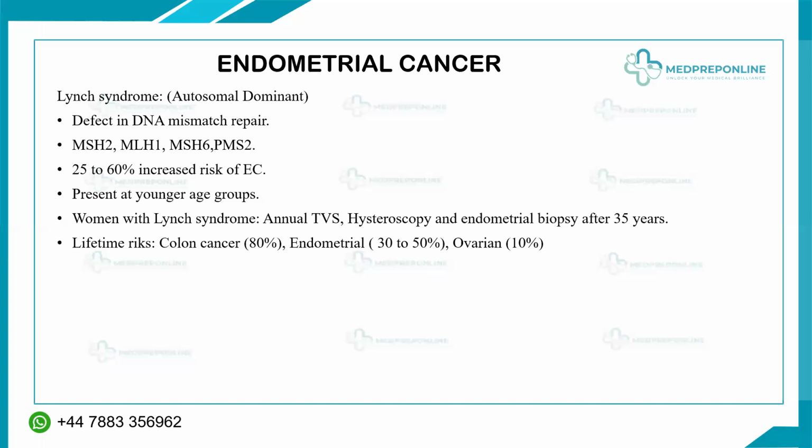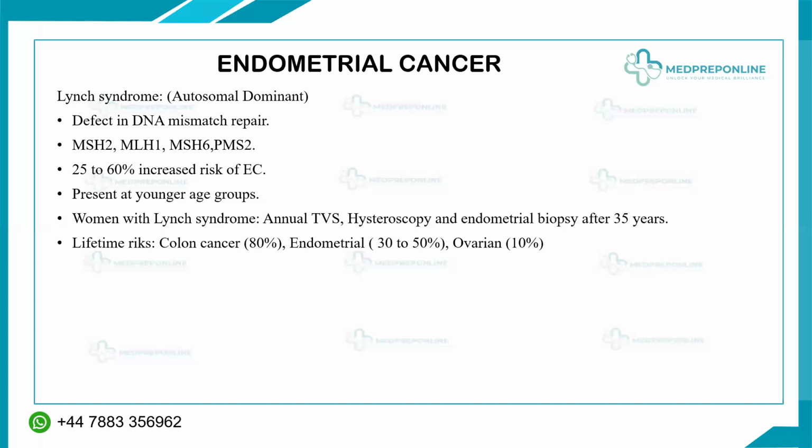Now, coming to Lynch syndrome, which is an autosomal dominant inheritance, it is a defect in DNA mismatch repair, right? The genes involved are MSH2, MLH1, MSH6, and PMS2. All of these genes are very important and have to be remembered for your exam. The most important of which is MSH2. Patients who suffer from Lynch syndrome have a 25 to 60% increased risk of endometrial cancer, right? So this is quite high. And mostly these cancers will present at a younger age group.